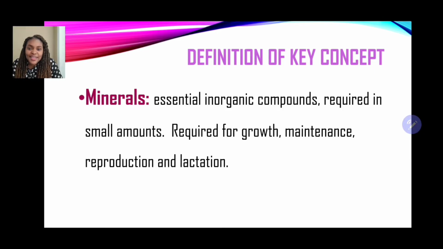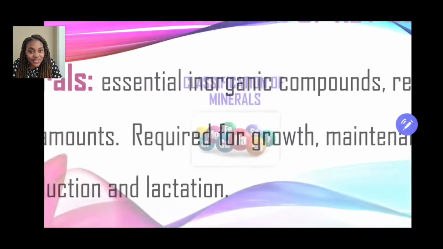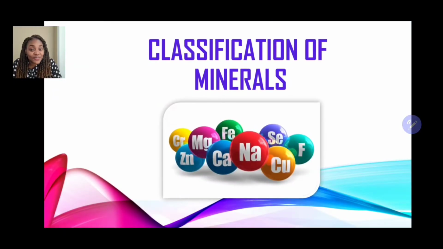Now, in contrast, vitamins that we looked at previously are organic compounds, right? Now, minerals are inorganic compounds, and they're required also, like vitamins, in small amounts in the body, which makes them micronutrients. Good. Now they're required for growth, maintenance of the body, reproduction, and also in lactation. Good. Now let us look at the classification of minerals. How are minerals classified? Do you know how minerals are classified?